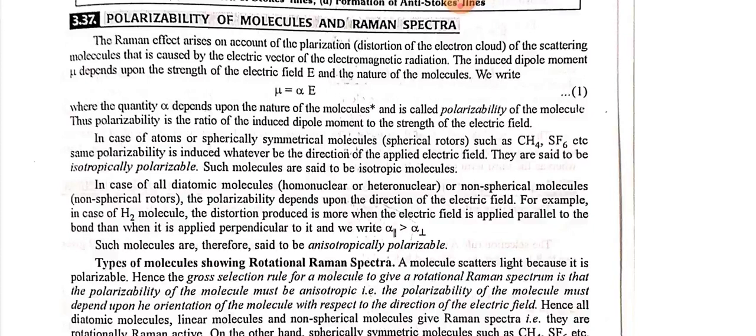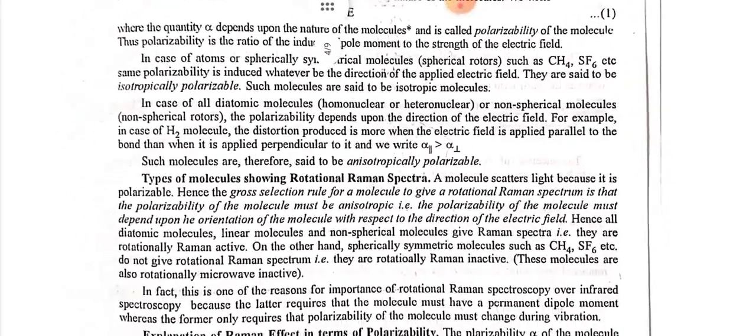In case of atoms or spherically symmetrical molecules, spherical rotators such as CH4, SF6, etc., the same polarizability is induced whatever may be the direction of the applied electric field. They are said to be isotropically polarizable. Such molecules are said to be isotropic molecules.